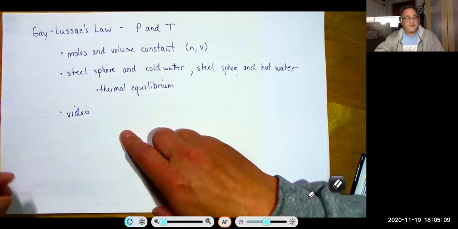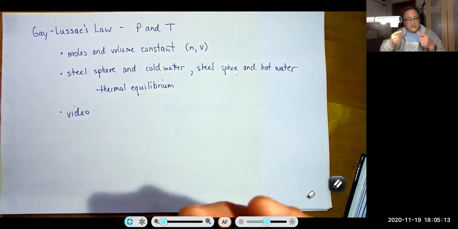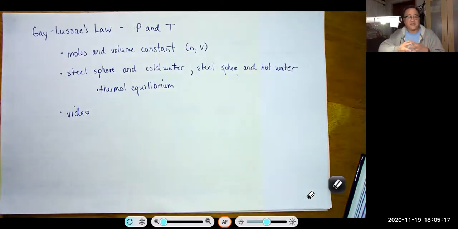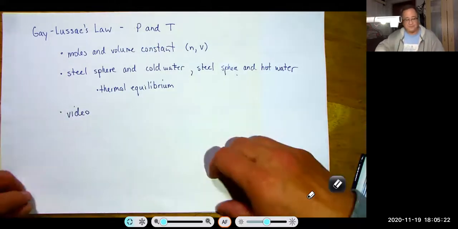When we put the sphere into the hot water, the sphere should warm up. The gas inside the sphere should warm up. And because of thermal equilibrium, the gas inside the sphere will become the same temperature as the sphere, which is the same temp as the water. So let's take a look at this video.